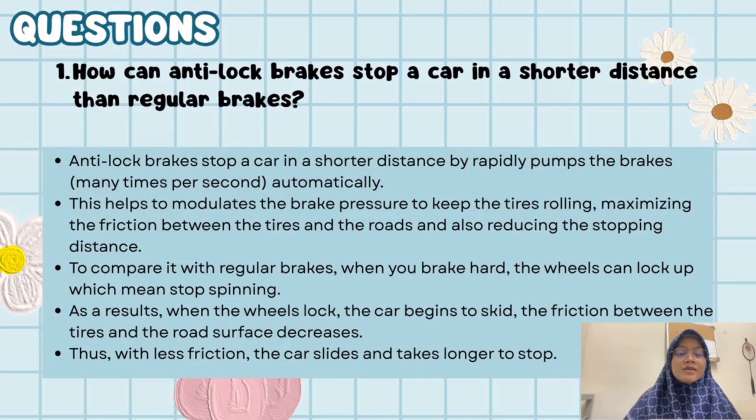To compare it with regular brakes, when you brake hard, the wheels can lock up, which means they stop spinning. As a result, when the wheels lock, the car begins to skid. The friction between the tires and the road surface decreases. Thus, with less friction, the car slides and takes longer to stop.